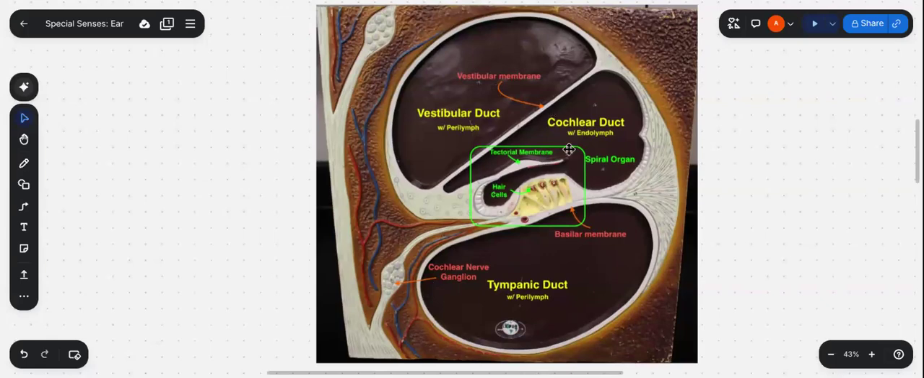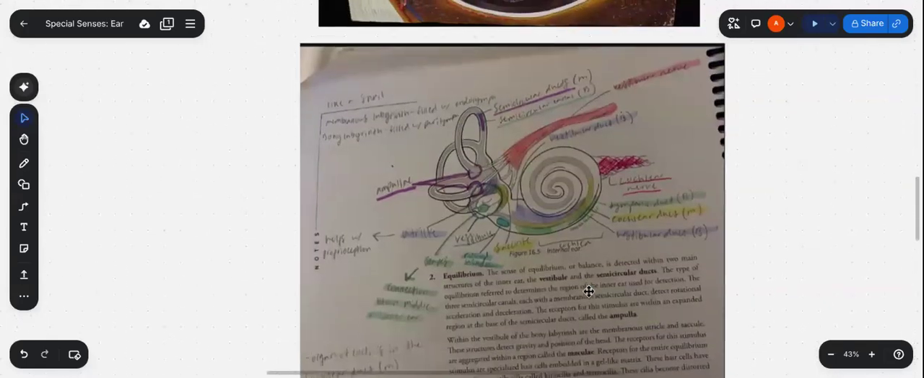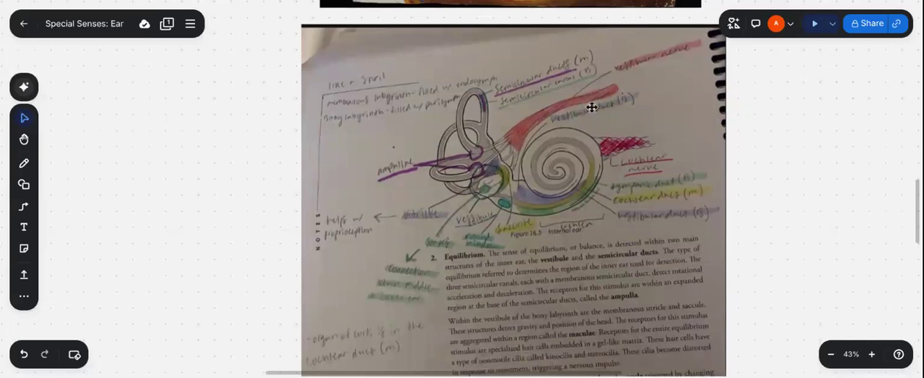Now that we've looked inside the three different ducts within the ear, we're going to look at the main structure of the ear itself. Starting off, we have the semicircular ducts over here in purple. This is the gray area over here. And then on the outside, you have your semicircular canal. The semicircular ducts have a membranous labyrinth, meaning that it is filled with endolymph, while the semicircular canal is bony labyrinth and it's filled with perilymph.